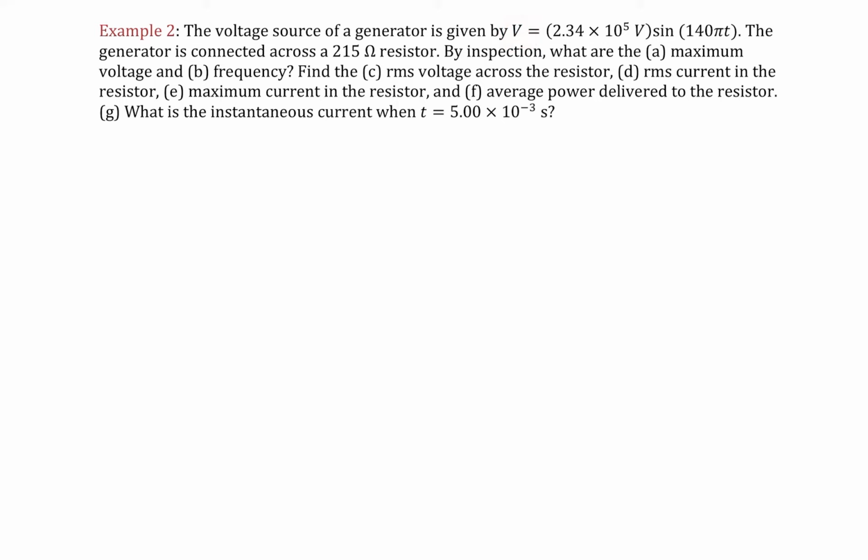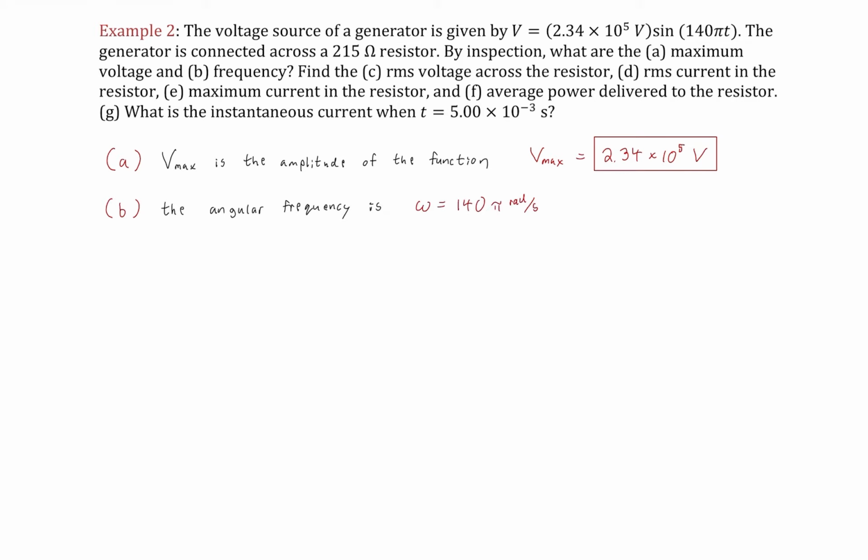But here it's voltage, okay? So Vmax is the amplitude of the function. The amplitude of the function is that term right there, okay? It is the 2.34 times 10 to the 5 volts. And then the angular frequency is what's inside, right? Because this is sine of omega t. So we know then that omega, the angular frequency, is 140 pi measured in radians per second. So then if we want to find the frequency, we simply divide by 2 pi. So that tells us that our frequency is 70 hertz.